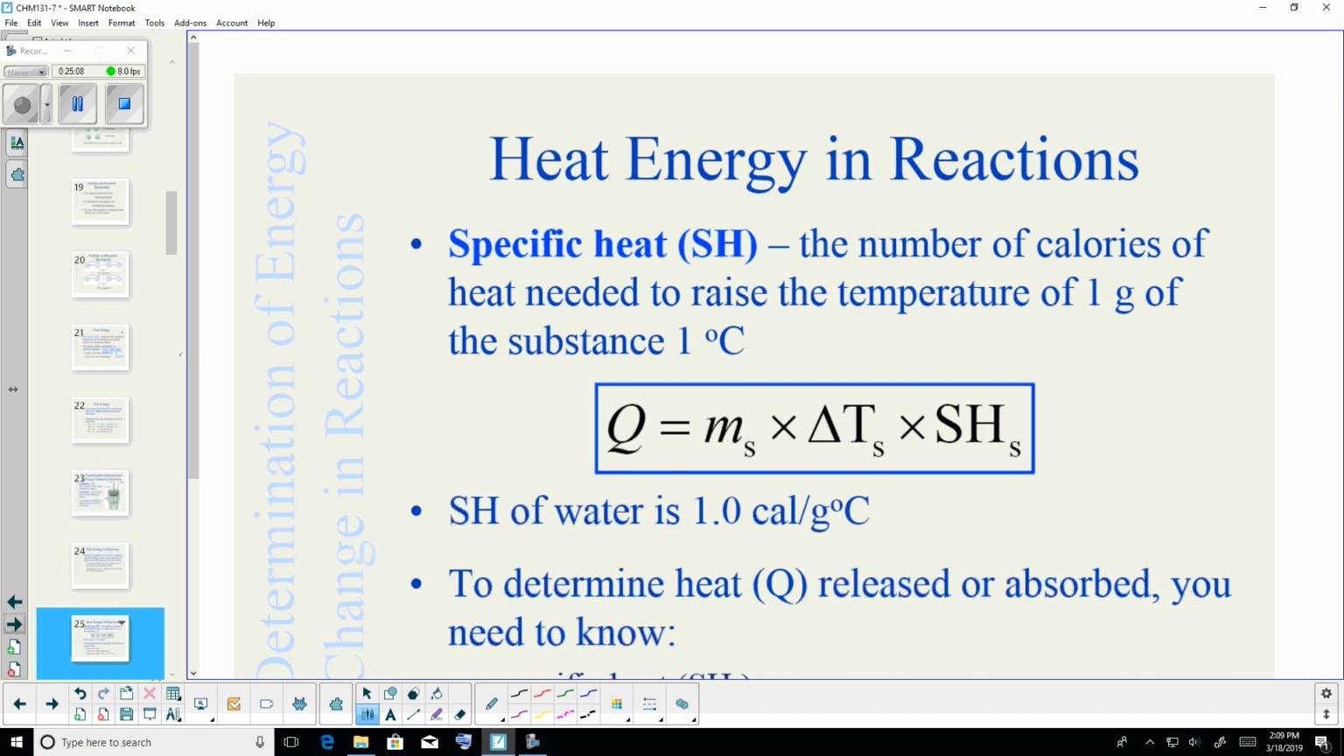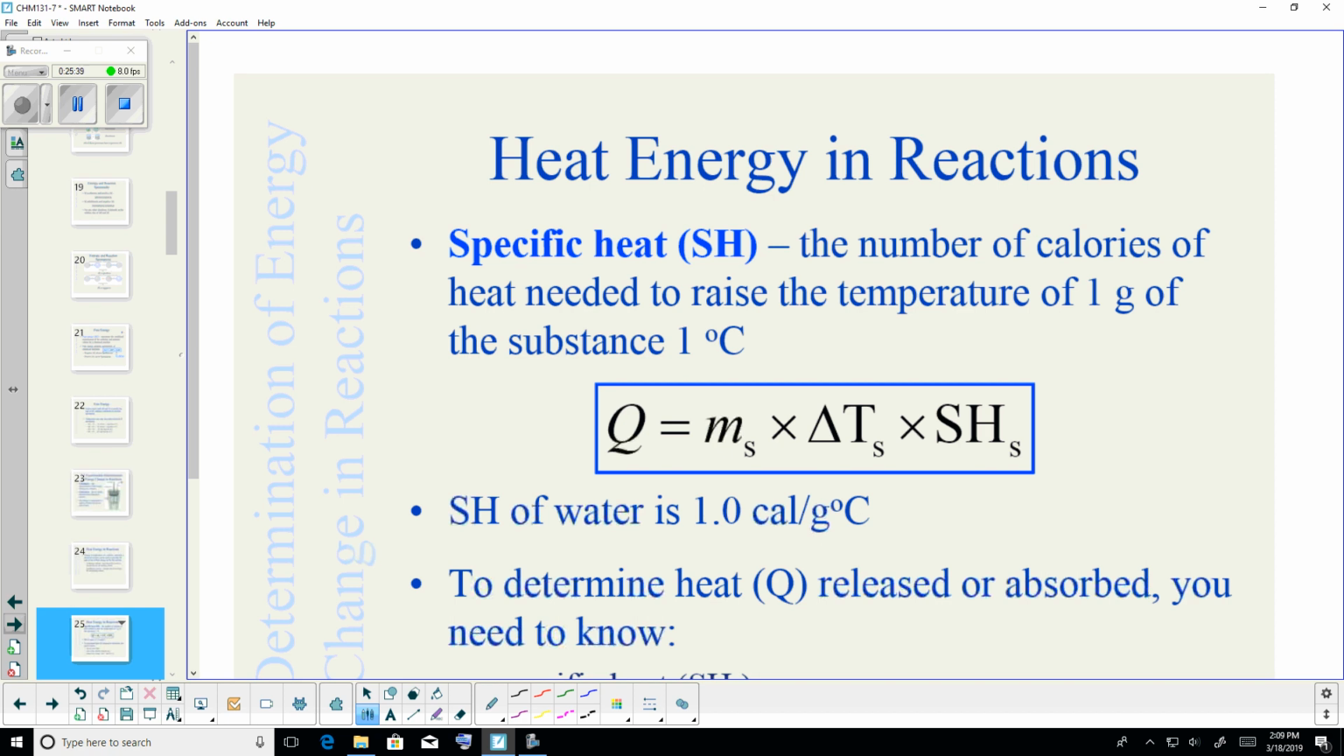The specific heat is the number of calories of heat needed to raise the temperature of 1 gram of the substance 1 degree Celsius. Q, which is the heat gained or lost in a reaction, is equal to the mass of the substance times the change in the temperature of the substance times the specific heat of the substance. Specific heat of water is 1 calorie per gram per degree C.